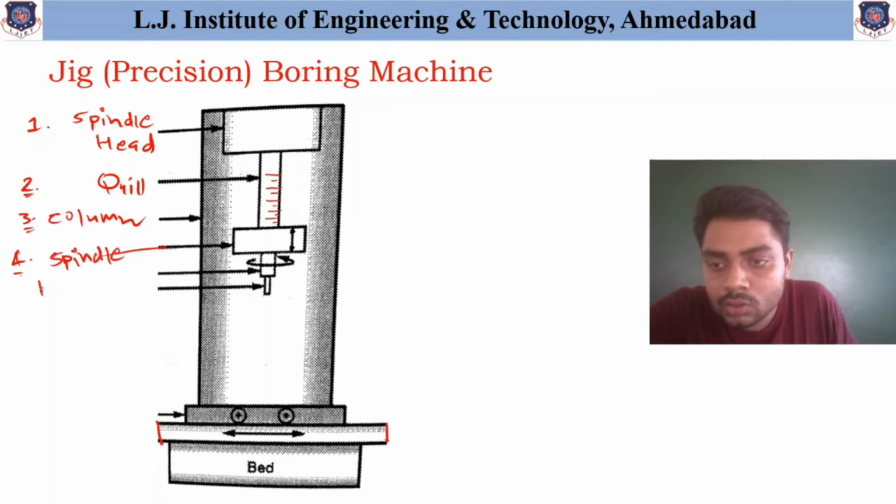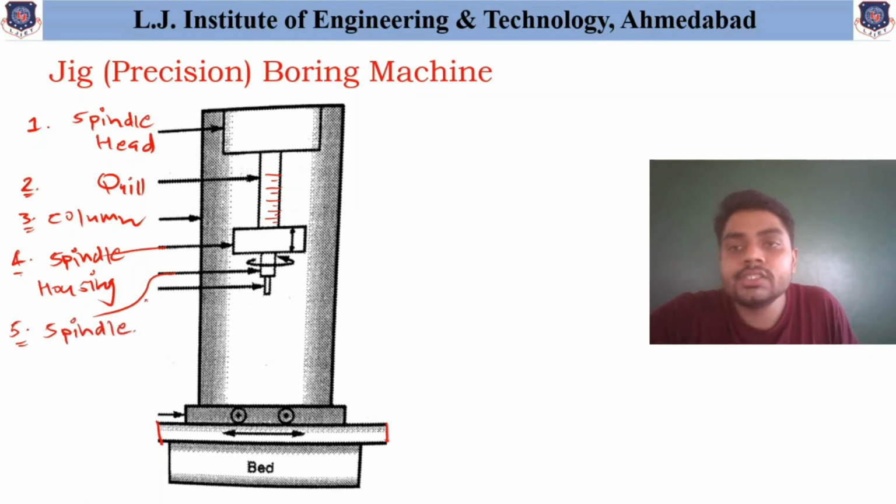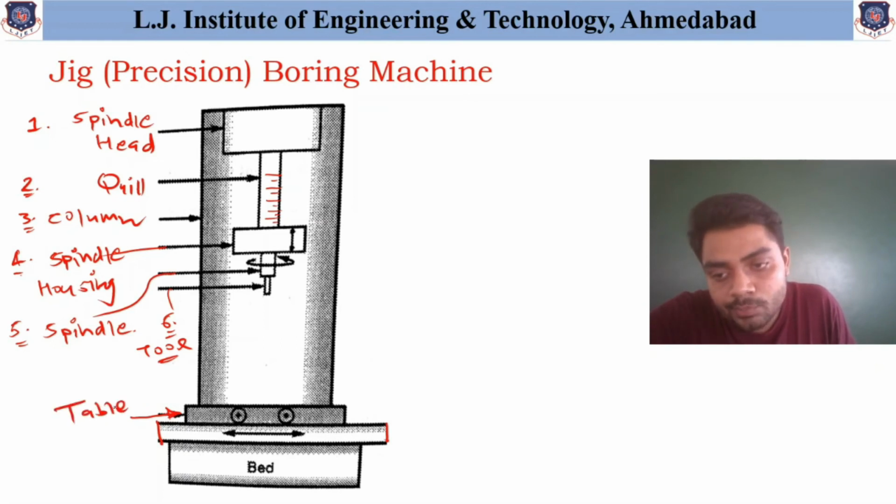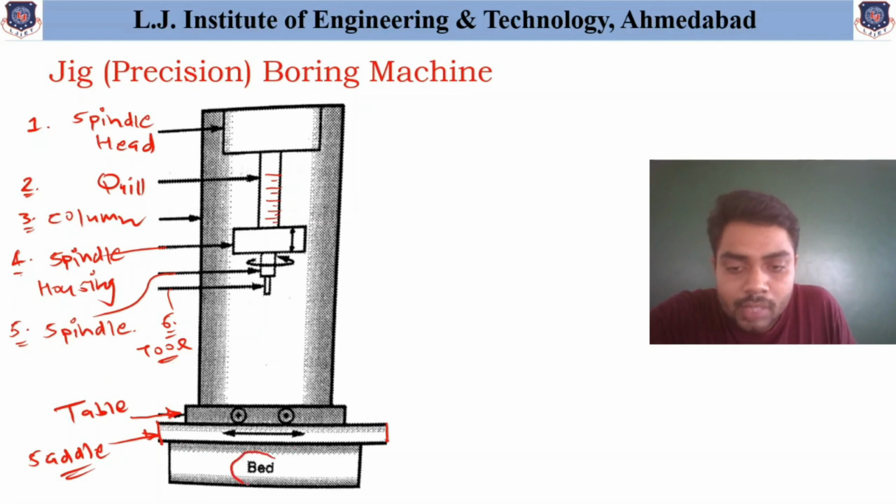This fourth part is called spindle housing, which consists of the spindle required for holding the tool. As you can see, this part is called the spindle. This is the spindle which rotates about its axis, and the last part shown over here indicates the tool connected to the spindle. The bottom part, as you can see over here, is called the table, and below that is the saddle. And at the end, the bed is provided, and this bed supports all the elements.